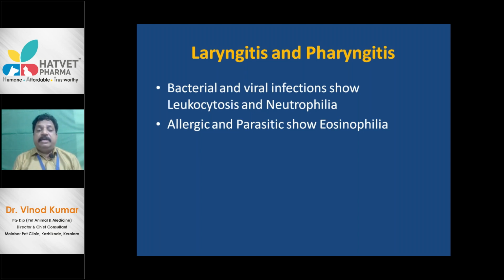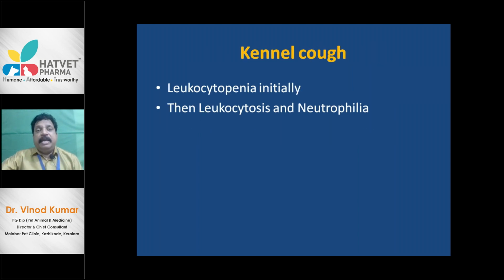So bacterial and viral infections show leukocytosis and neutrophilia. Allergic and parasitic conditions show eosinophilia. In kennel cough, at first there will be a leukocytopenia, and then immediately the leukocytes will shoot up producing leukocytosis and neutrophilia.